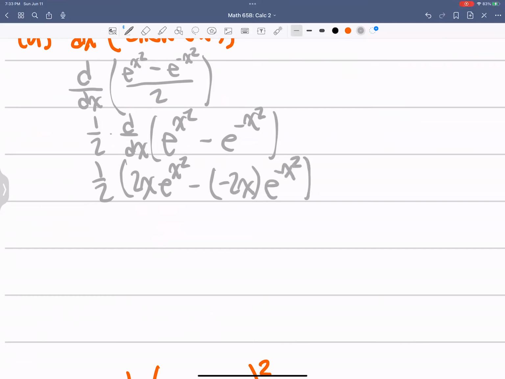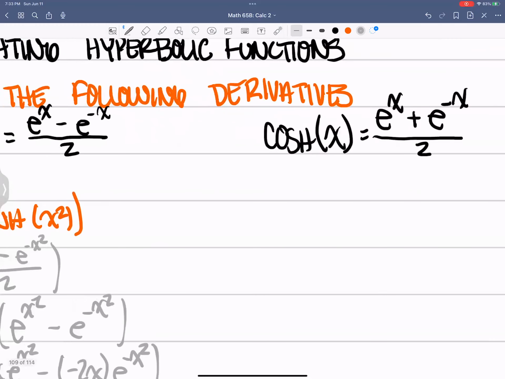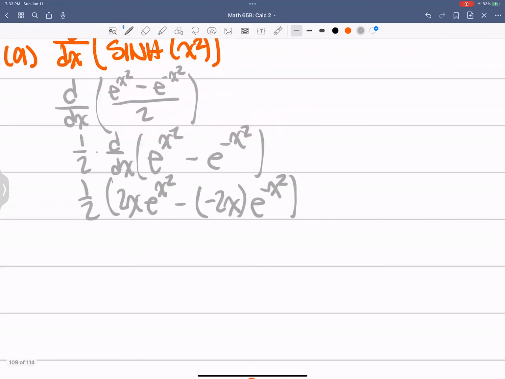And let's factor stuff out and simplify. So in order for it to look like a hyperbolic function between these two, it's divided by 2. So let's see if it resembles anything. We'll factor out a 2x because I see that in common with both of them. Here we have e to the x squared, negative times negative is going to be a positive, e to the negative x squared, all over 2.